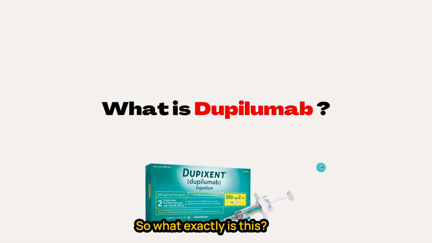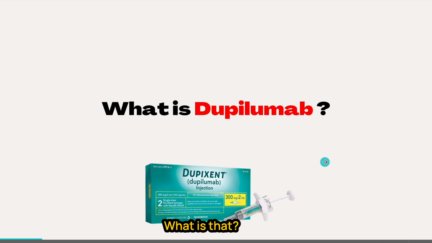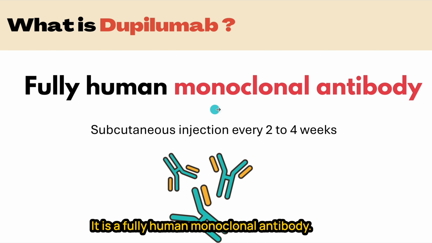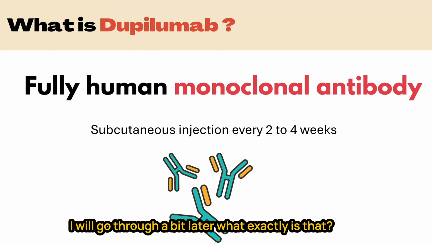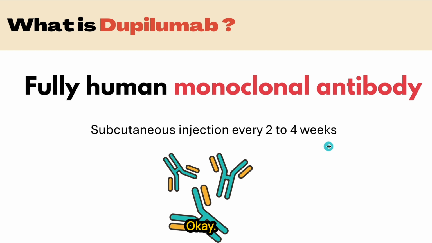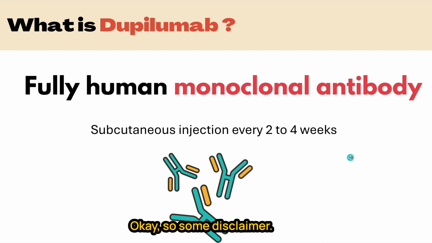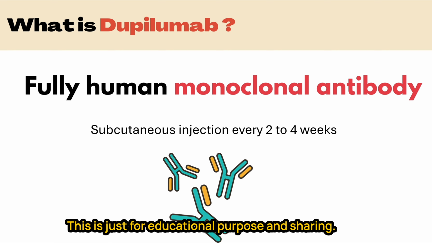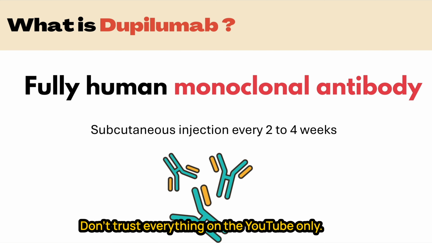So what exactly is this? As you can see in the picture, it is an injection. It is a fully human monoclonal antibody. I will go through a bit later what exactly that is. It is for subcutaneous injection every 2 to 4 weeks, depending on the age and body weight. So, a disclaimer: this is just for educational purposes and sharing. If you have eczema and want to consider Dupilumab, do ask your doctors. Don't trust everything on YouTube only, okay?